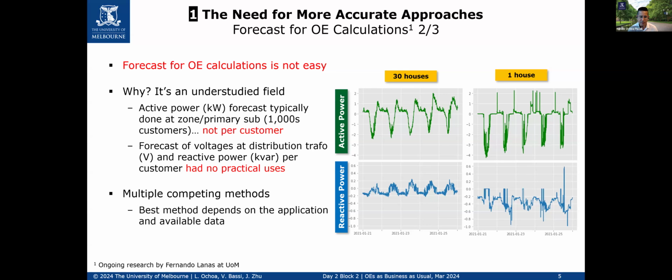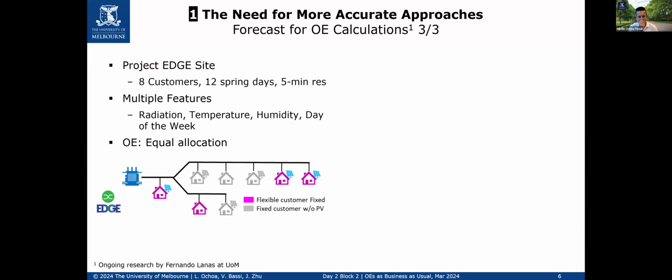Now, what does this mean? We need to look at different methods, and there are different methods, okay? Forecast is something that has been done already for many, many decades for different purposes. The most obvious one is the weather forecast that we have in our phones, right? But this is a different type of forecast with different purposes. And it matters that we understand that active power is different from reactive power and different from voltages.